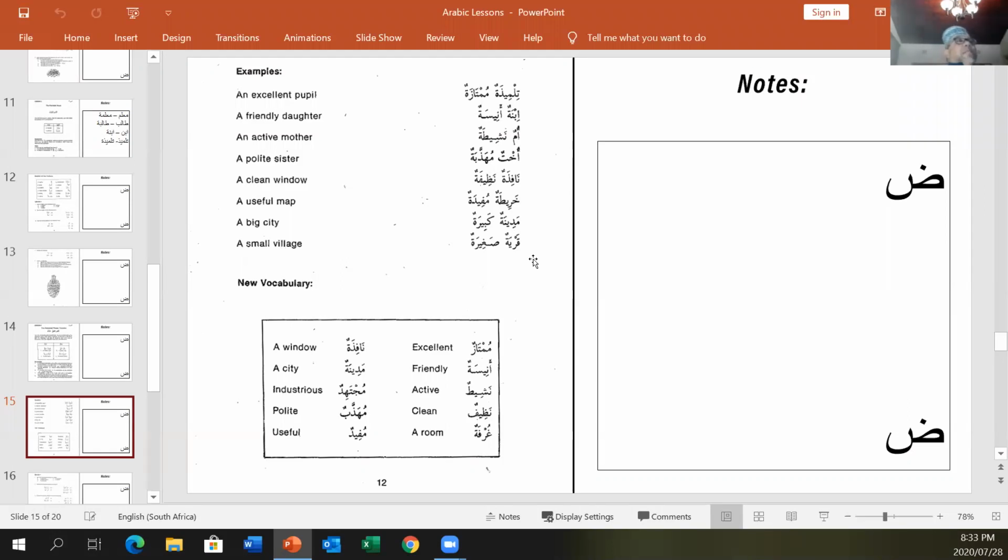Okay, and if you must say, for example, a small car, how would you say that? A car is sayaratun. I always say the sayaratun, the small car. So how would you say that? Sayaratun saghirun?